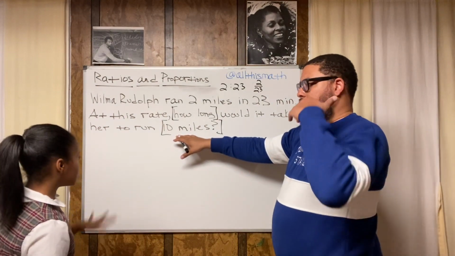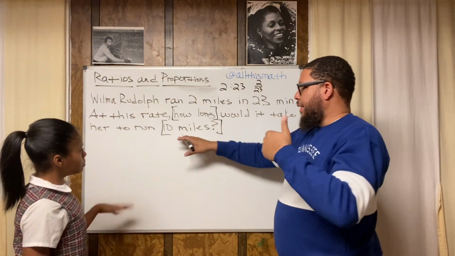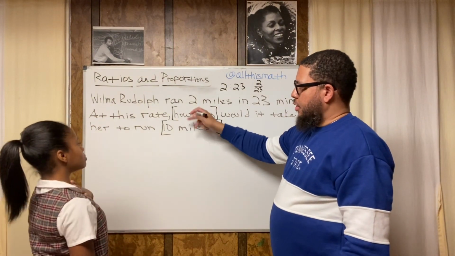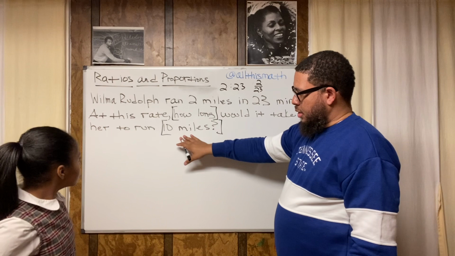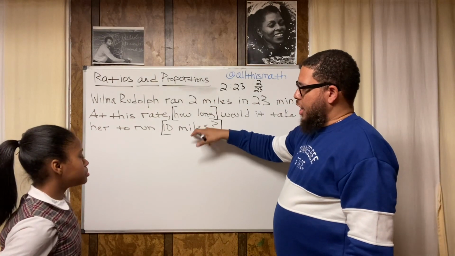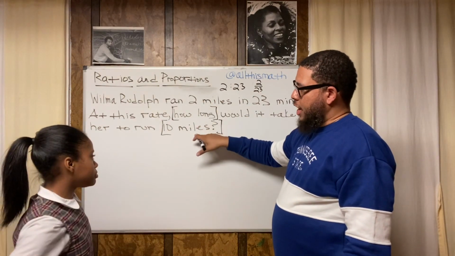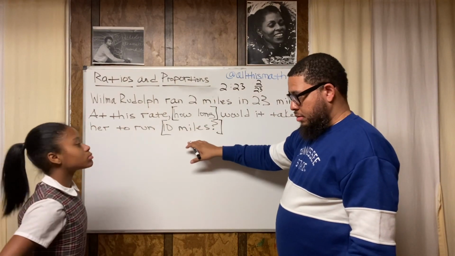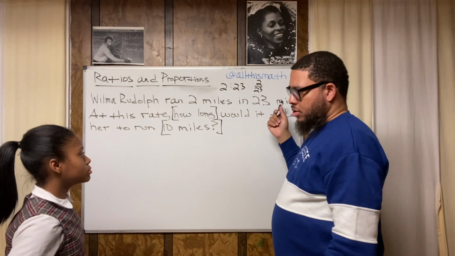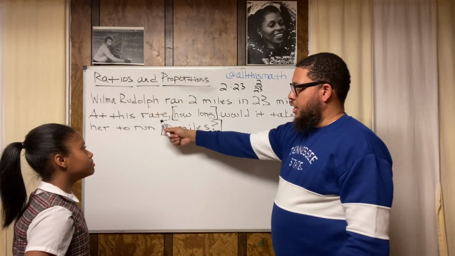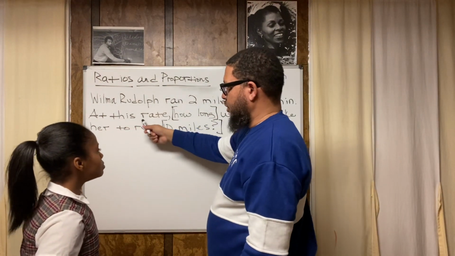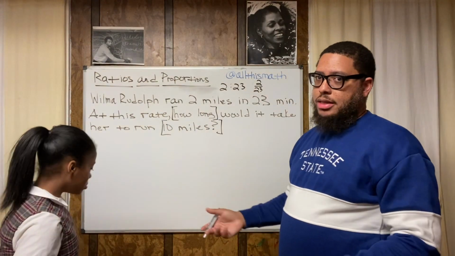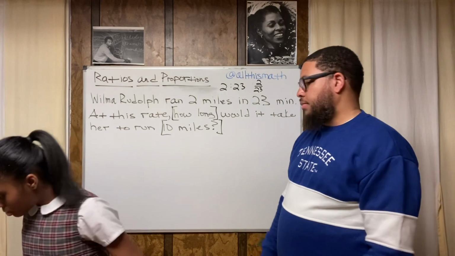And one thing to think about, mentally, is the relationship between 2 and 10. If 2 times 5 is 10, this is 5 times as many miles, or this length is 5 times longer than this, right? So shouldn't it take her 5 times as long if it's the same rate? That's what it means when a word problem says at this rate, or at that rate, or at the same rate. That's what that means. All right.